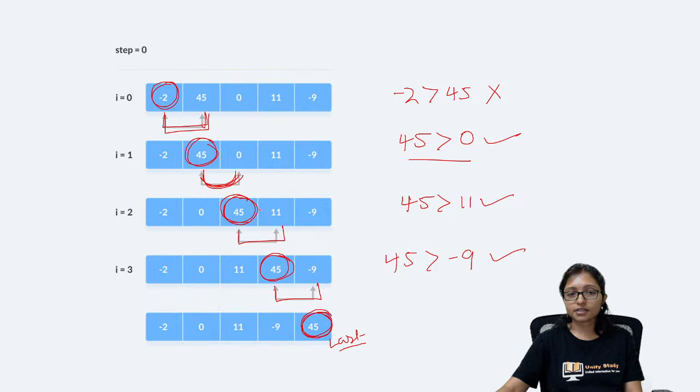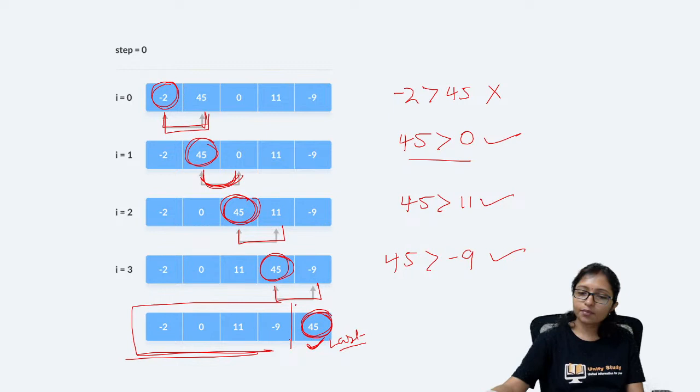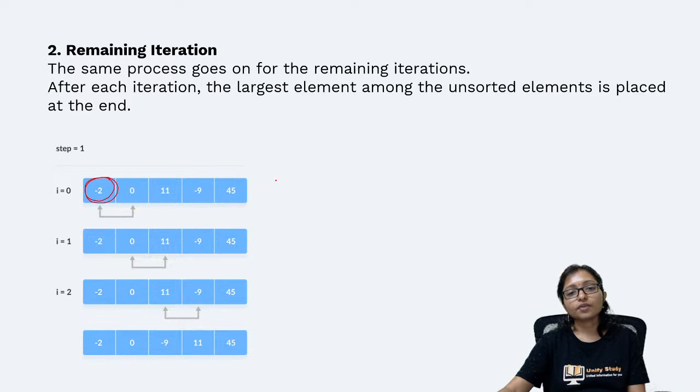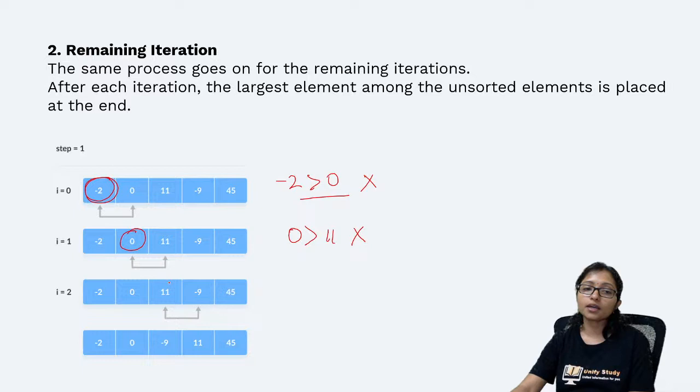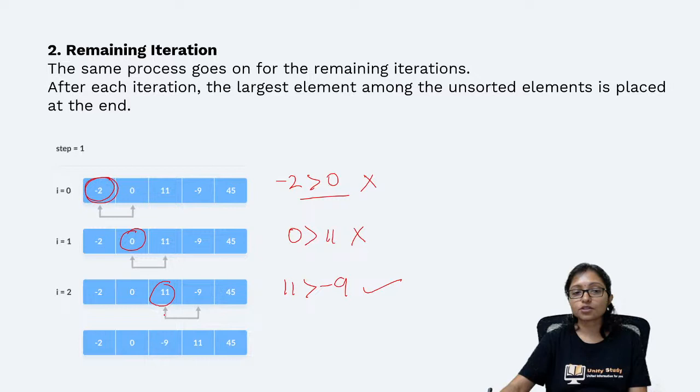Now you can think this element is already in the correct place, so we will do the same with the remaining elements. Same comparison goes on. Again this is my bubble: minus 2 greater than 0? No swapping. Now the bubble is here, 0 greater than 11? No swapping. Now the bubble is here, 11 greater than minus 9? Yes, do the swapping. 11 is here. After that it is already sorted, so it will stop, because this part is already done.